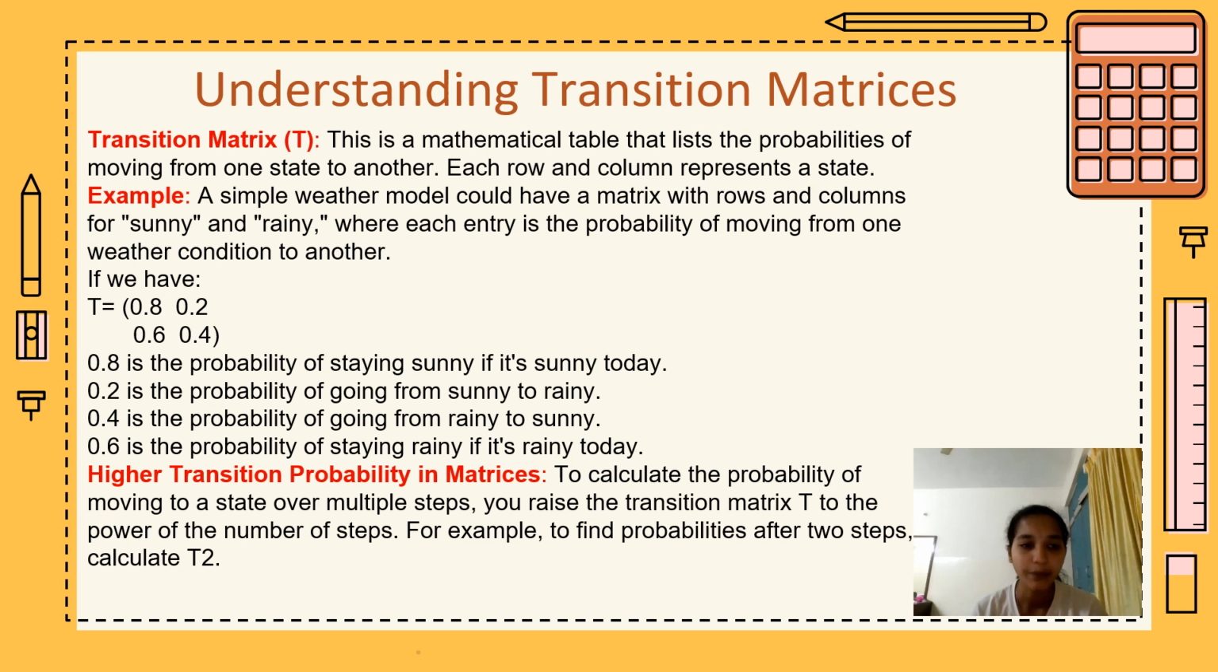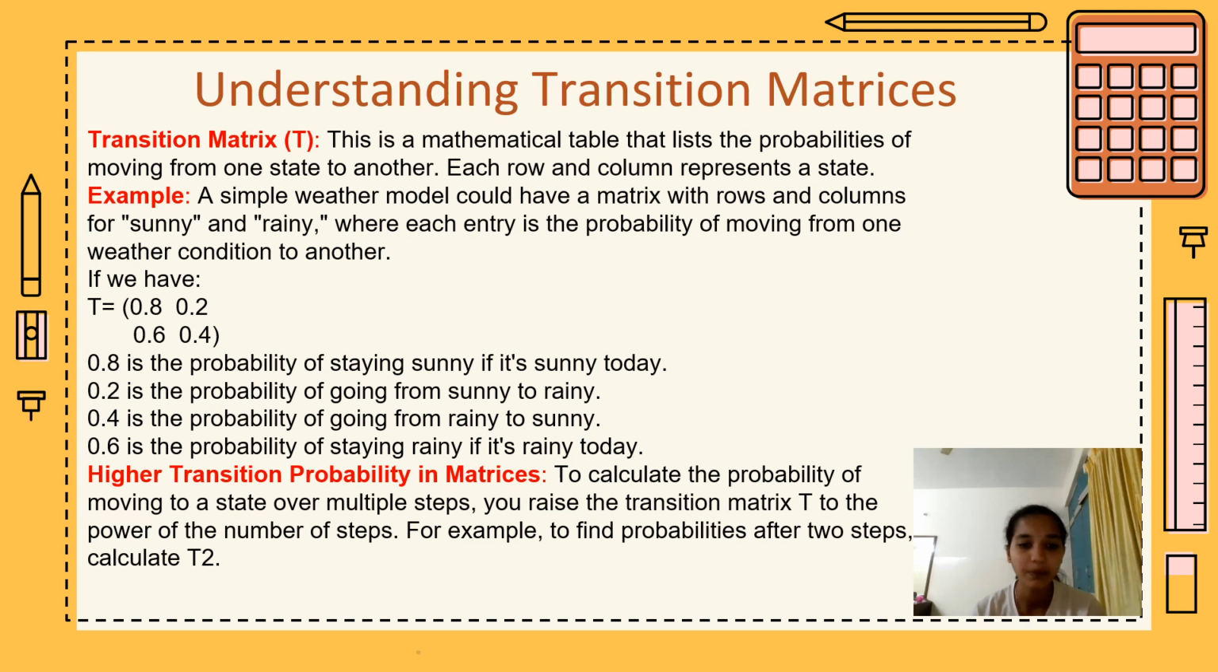If we have matrix T equals 0.8, 0.2, 0.6, 0.4: 0.8 is the probability of staying sunny if it is sunny today. 0.2 is the probability of going from sunny to rainy. 0.4 is the probability of going from rainy to sunny. 0.6 is the probability of staying rainy if it is rainy today.